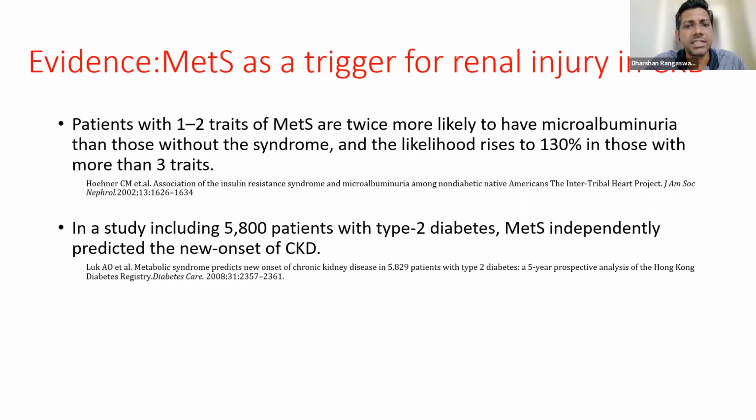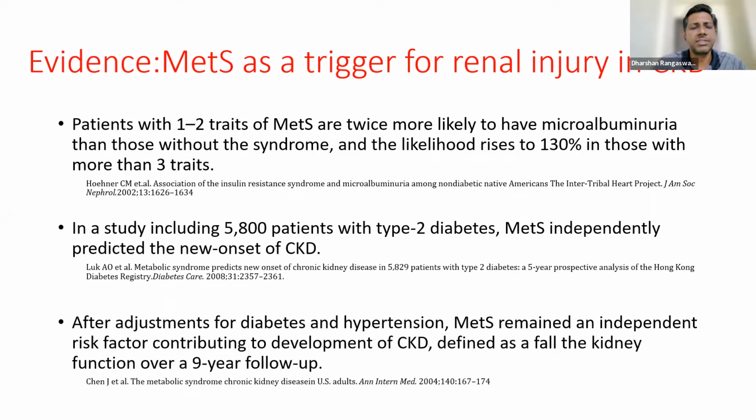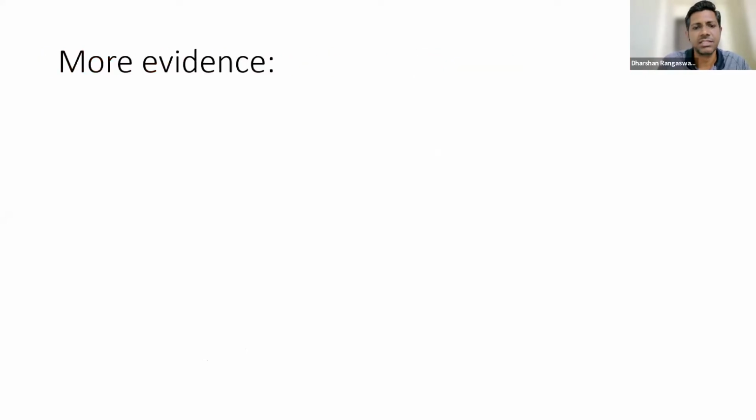In a study including 5,800 patients with type 2 diabetes, metabolic syndrome independently predicted the new onset of chronic kidney disease. Again, I'm trying to tell how metabolic syndrome per se contributes to newer incidence of chronic kidney disease. This is also well known. I'm just going in chronological order. After adjustments for diabetes and hypertension, metabolic syndrome remained an independent risk factor for the development of chronic kidney disease, defined as a fall in kidney function. This was a prospective study with a 9-year follow-up. So there is definitely evidence that metabolic syndrome contributes to new onset of chronic kidney disease and its progression.